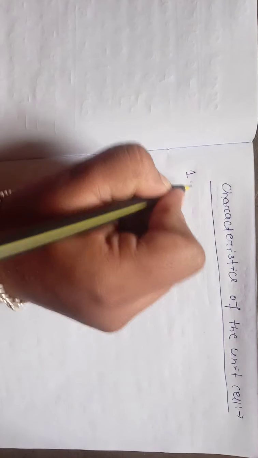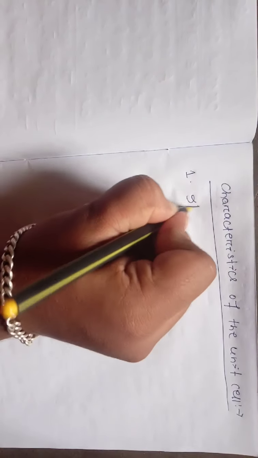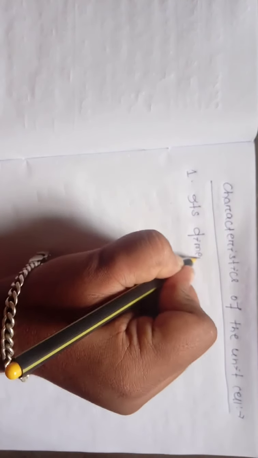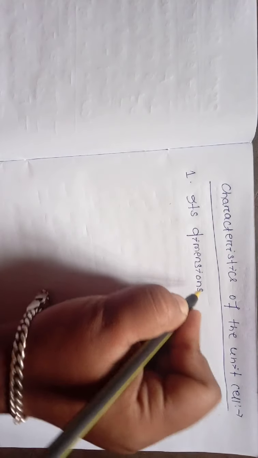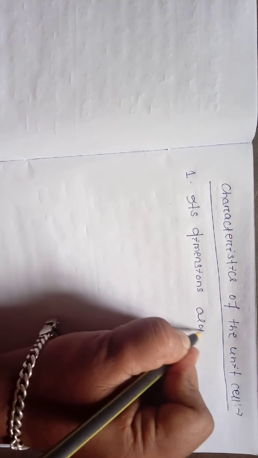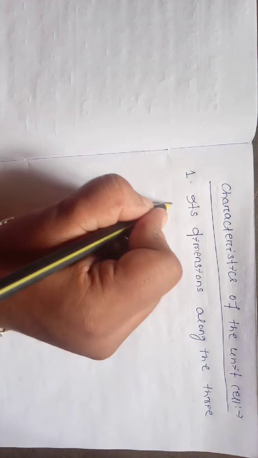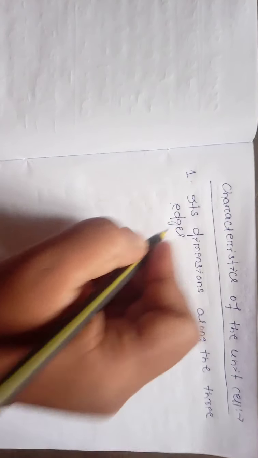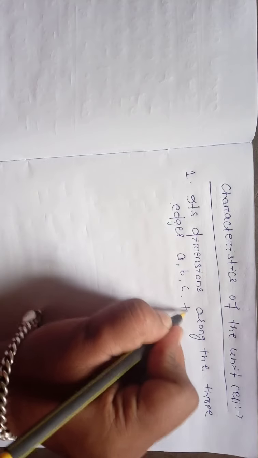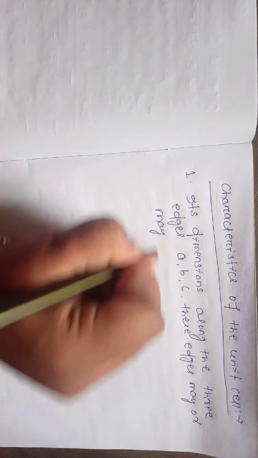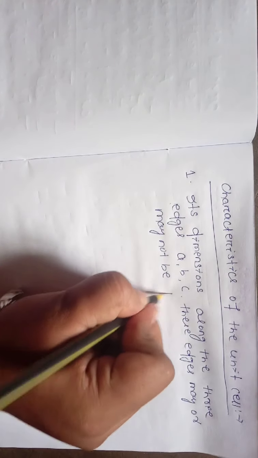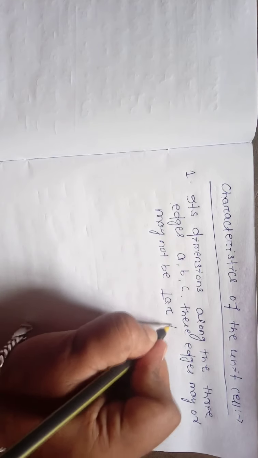Its first characteristic is its dimensions along the three edges, which are A, B, C. These edges may or may not be perpendicular to each other.